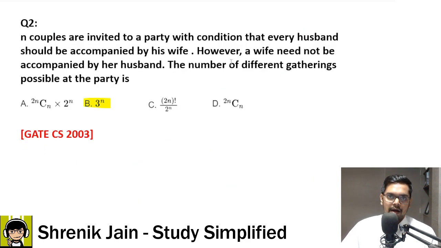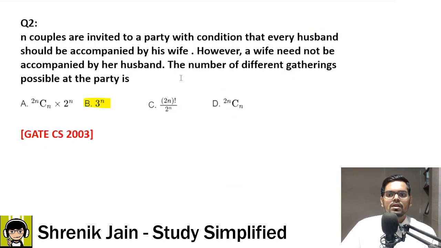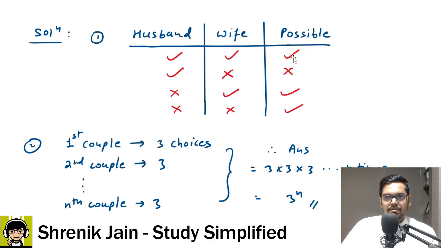But coming to the wife's scenario, a wife need not be accompanied by her husband. She can come alone or she can come with the husband. So there is no constraint on the wife. If the wife comes and the husband does not come, it's okay. If the wife is not coming and the husband is not coming, that is also okay, because nothing is mentioned about what happens when the husband does not come or the wife does not come. The constraint only is when the husband comes, the wife is compulsory.